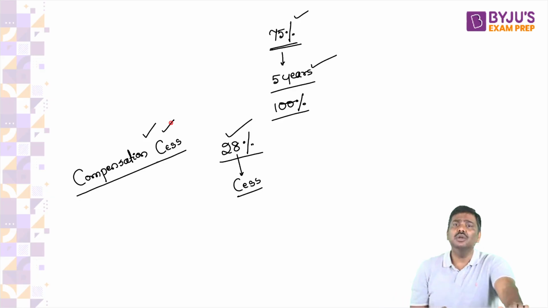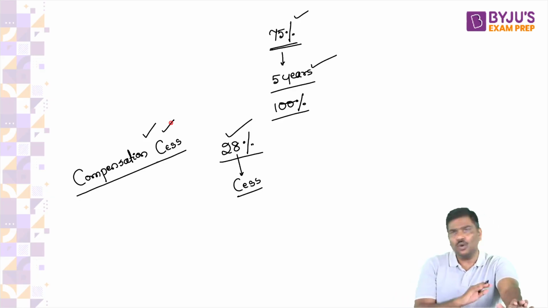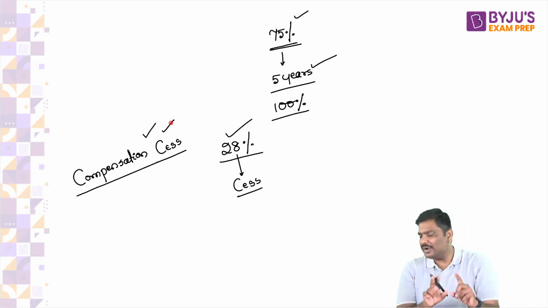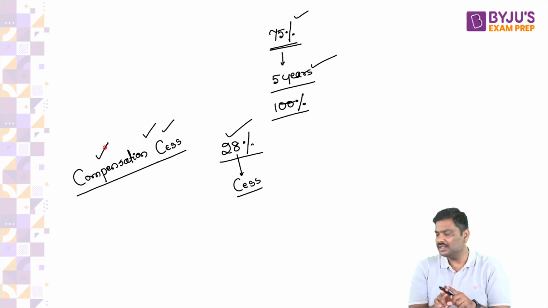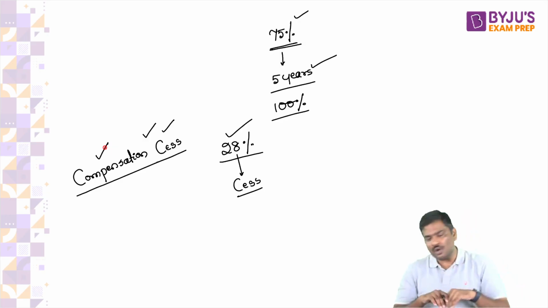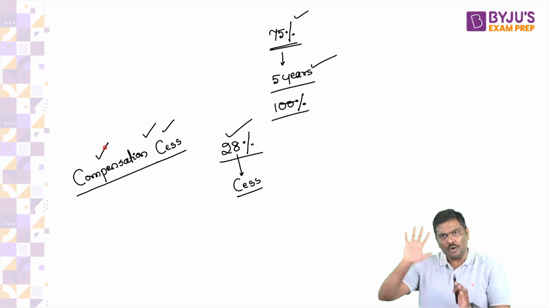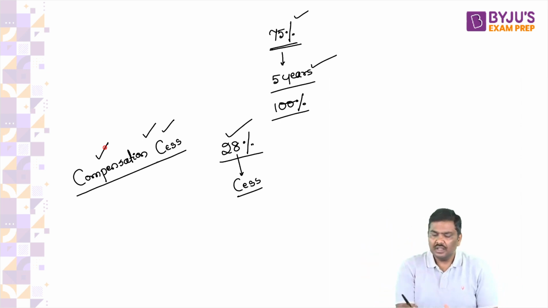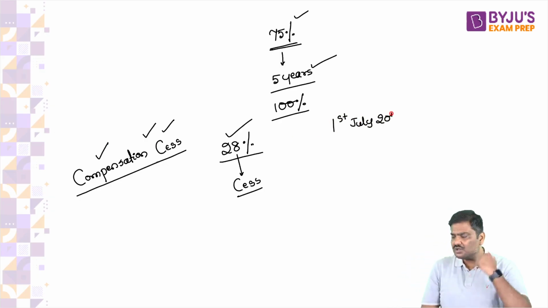Point number two. Now, the compensation period is over. Yesterday, that was the last point with you. Remember this. For 5 years, the compensation was supposed to be provided. We implemented GST from 1st July 2017.